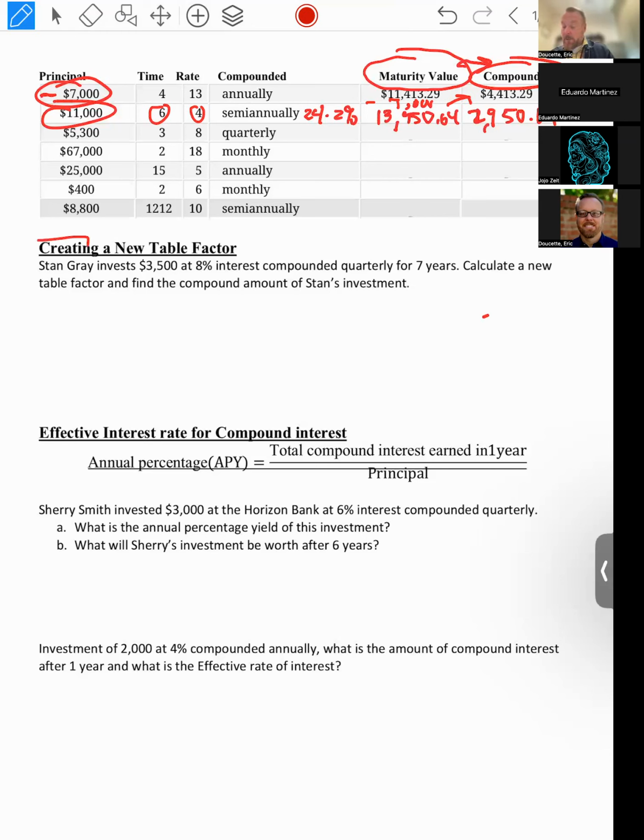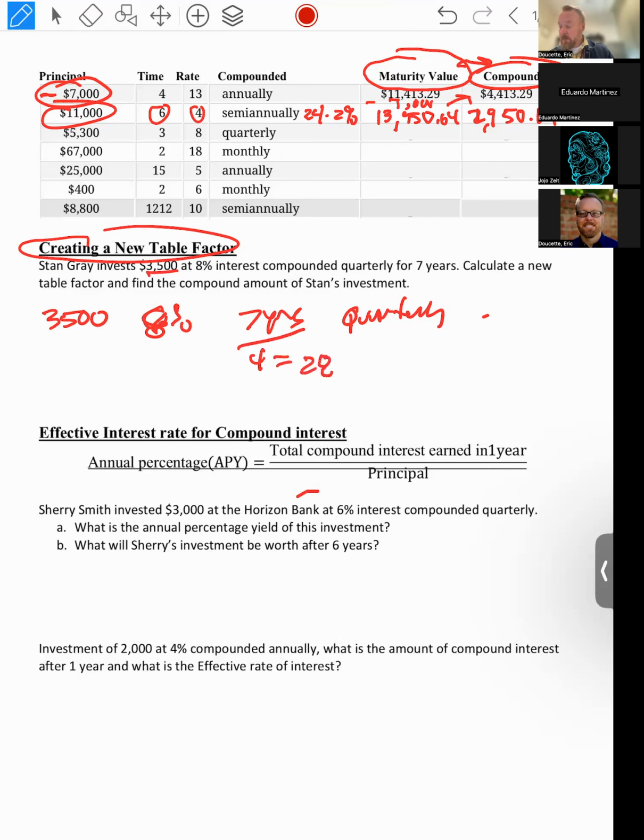And then this is the creating a new table factor. It's the same situation. Stan Gray has $3,500 to invest, 8% interest for 7 years, compounded quarterly. So again, 7 times 4 equals, what is that, 28? So it's going to compound 28 times, and 8% divided by 4 is going to be 2%. So remember, 28 and 2.